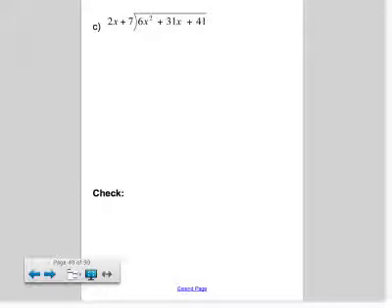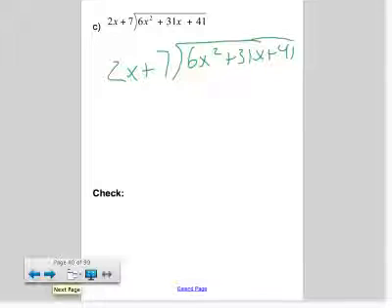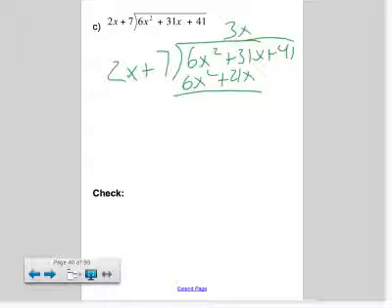Alright, I'm going to rewrite this a little bit bigger on the screen so that I can work with it easier. So 2x plus 7 divides into 6x squared plus 31x plus 41. 2x goes into 6x squared 3x times. 3x times 2x is 6x squared. 3x times 7 is plus 21x. Subtract. Cancel. 31x minus 21x is 10x. Bring down the 41.